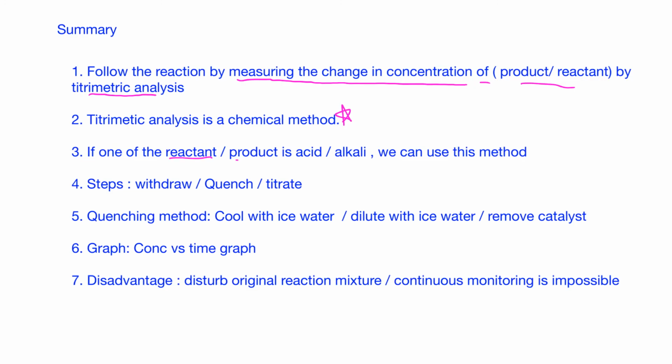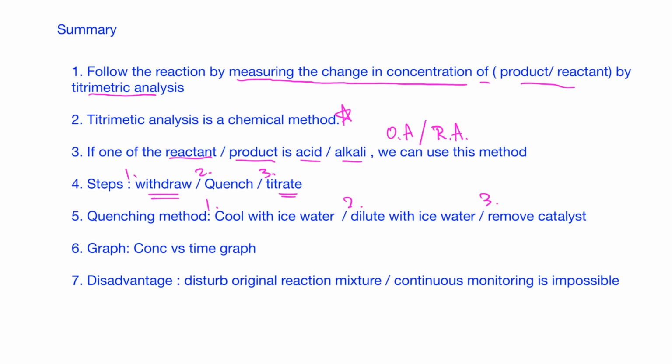If we have one reactant or one product that is an acid or alkaline, we can use this method. But just now you saw that if one of the products is an oxidising agent or reducing agent, you may also use this one as well, because we have redox titration. So the steps are basically withdraw, quench, and titrate. You must see these words, but quench may be a little bit subtle. For the quenching method, we can cool with ice water, dilute with ice water, or remove the catalyst by filtration. All these can stop the reactions so that we can prevent the concentration of the reactant from changing.